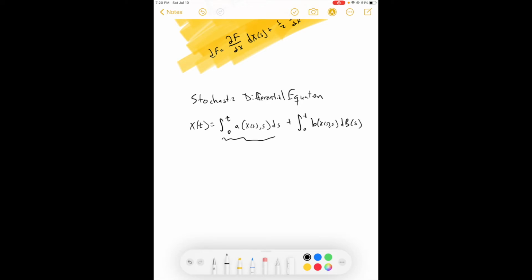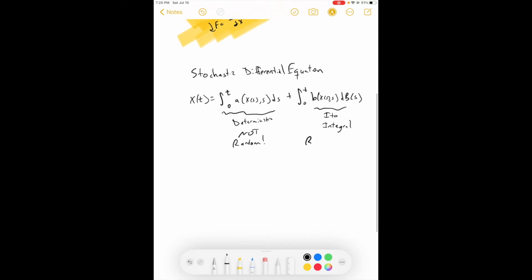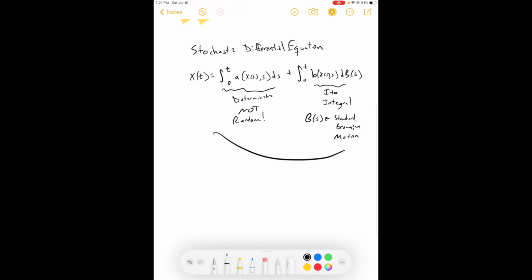Now this first part here is deterministic. It is not random at all. And this second part, well, that's that Ito integral, like we did in the last video. See, so B of s is a standard Brownian motion. And this whole thing, a deterministic part plus a stochastic part, is called an Ito process.